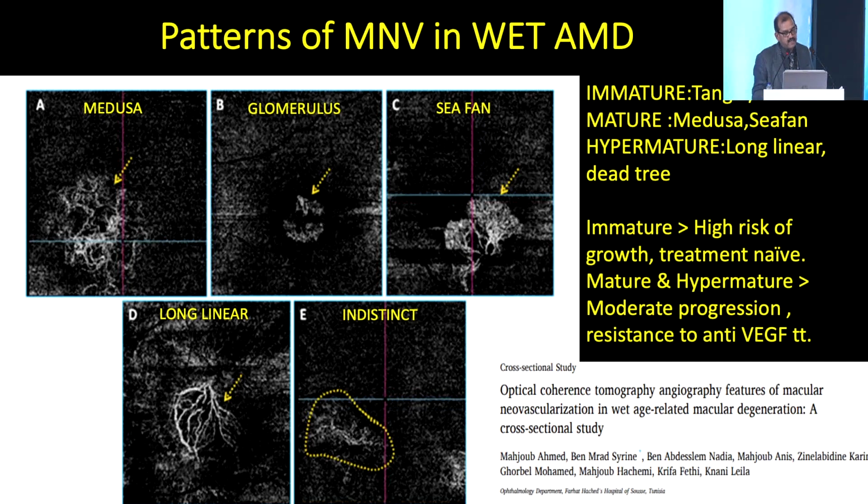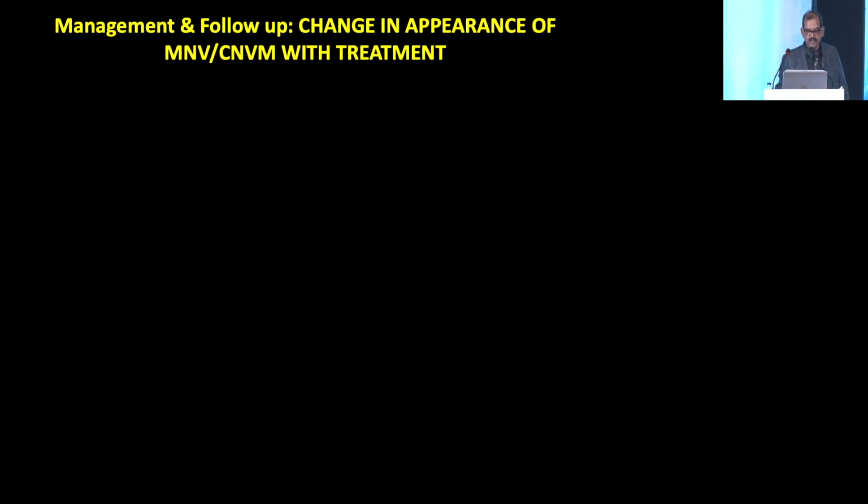There are characteristic patterns of macular neovascularization which can be detected with OCT angiography. These characteristic patterns are helpful in detecting how this patient is going to behave and what modality should be used.